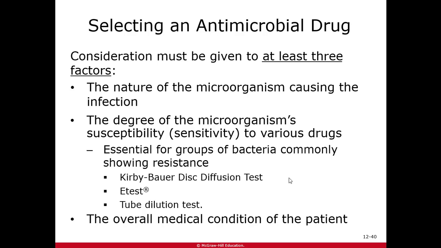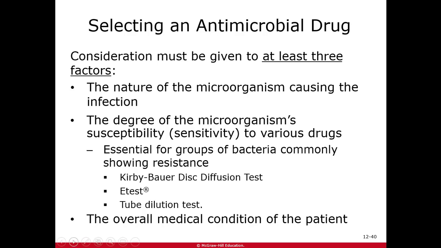So there are some tests that can be done in a lab to figure this out. This isn't always done right away. A lot of times they give a broad spectrum antibiotic, and if it doesn't work, then they're going to start to look for some more specific drugs for a particular patient. Some of the tests that can be done, which are going to be in my next slides coming up, are the Kirby-Bauer test, an E-test, and a test called the tube dilution test.